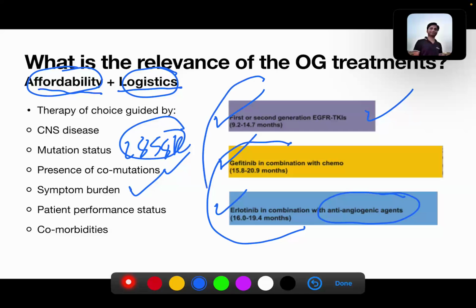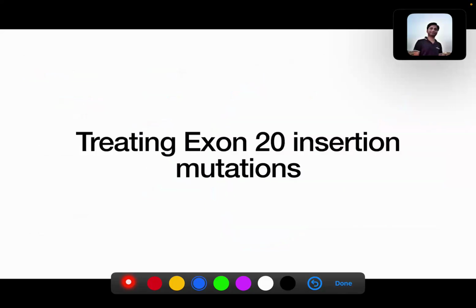And this is currently given only in patients who cannot afford the third generation TKIs. Otherwise, they're currently out of fashion. But in our country, in our setup, especially in the government setup, patients might not be able to afford third generation TKIs. There you can give the combination or EGFR TKI alone. Combination if you have poor prognostic factors such as co-mutations, L858R mutation, or if the patient has brain or liver mets, right? So I hope you understood that.